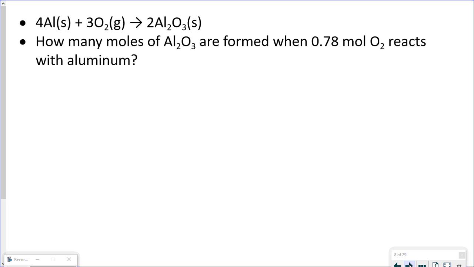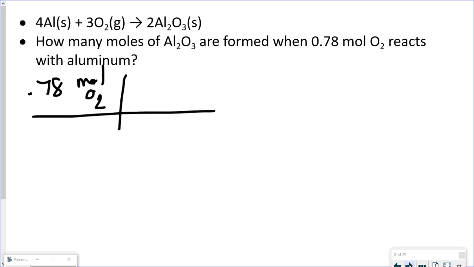Here we have the same equation, but we want to know how many moles of aluminum oxide are formed when 0.78 moles of oxygen reacts with aluminum. Go through the same process. Start with what's given. So the 0.78 moles of oxygen. Since we're looking for moles of aluminum oxide, we no longer need moles of oxygen, so it will move to the bottom. We're looking for moles of aluminum oxide.